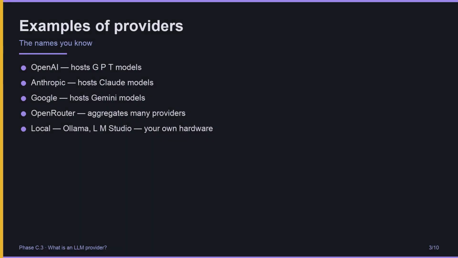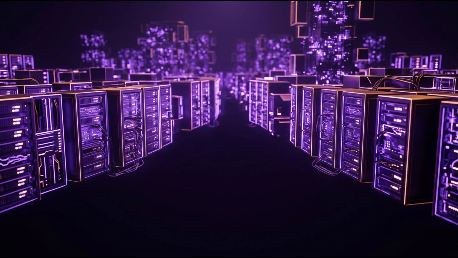Examples. OpenAI hosts GPT models. Anthropic hosts Claude models. Google hosts Gemini models. OpenRouter is an aggregator, one API key, access to many providers. And local options, Ollama and LM Studio, run models on your own hardware. OpenCode supports all of these. Providers host models. You pick one and connect.